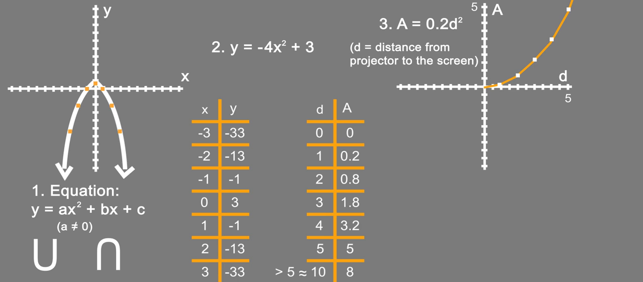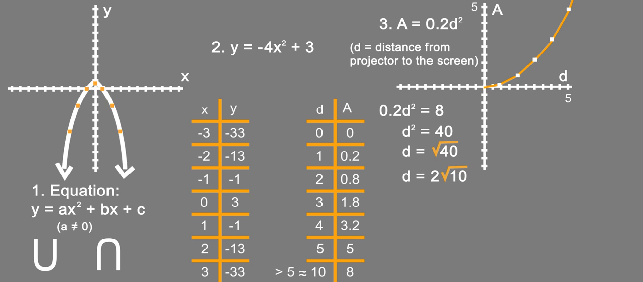Let's go ahead and just see how close that estimate is. So 0.2 times D squared equals 8. D squared equals 8 divided by 0.2. So that's going to be 40. Take the square root of both sides, and D equals the square root of 40, which equals 2 times the square root of 10.